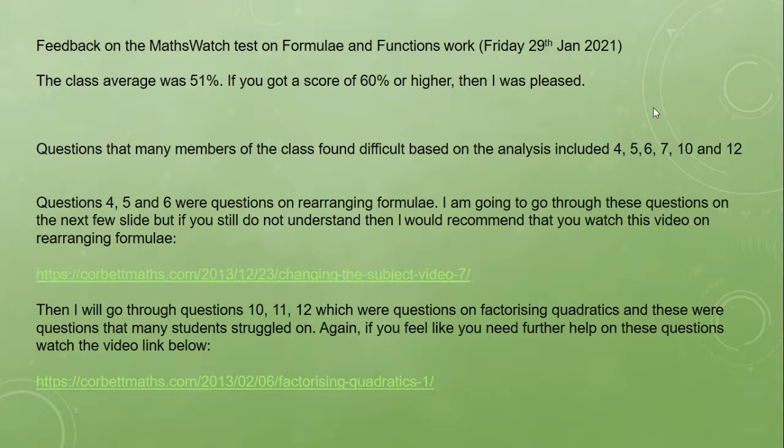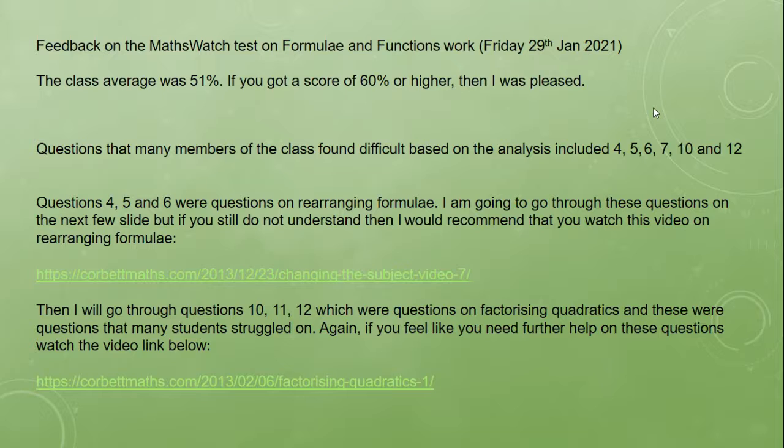So feedback from the MathsWatch test was as follows. The class average was 51%. If you got a score of 60% or higher, then I was pleased. The main questions that you found difficult were actually grouped. There were questions 4, 5 and 6, which I'm going to go through on the next slide. And then there were questions 10, 11 and 12.